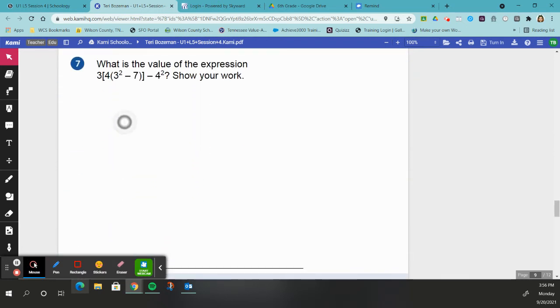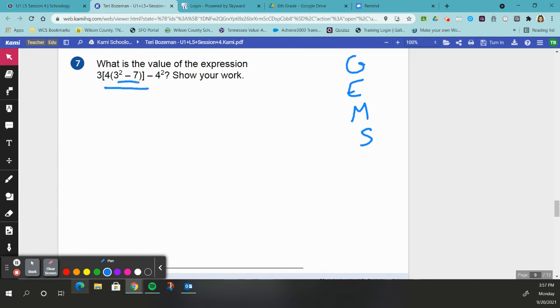Let's take a look at number 7. So number 7 says, what is the value of the expression? And it gives you the expression there to solve. So if I'm following GEMS, which is what I want to do when I'm evaluating or finding the value of an expression, I want to start in my grouping symbols. Well, we've got brackets, we've got parentheses, and then even within the parentheses, we've got exponents. So we want to start there. So we have 3 squared, that's 3 times 3, which is 9. We want to bring down everything else in the problem.